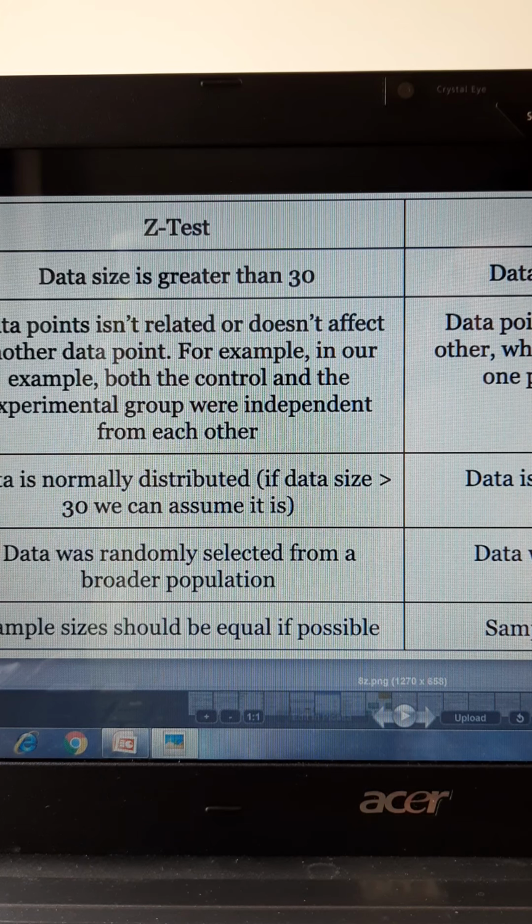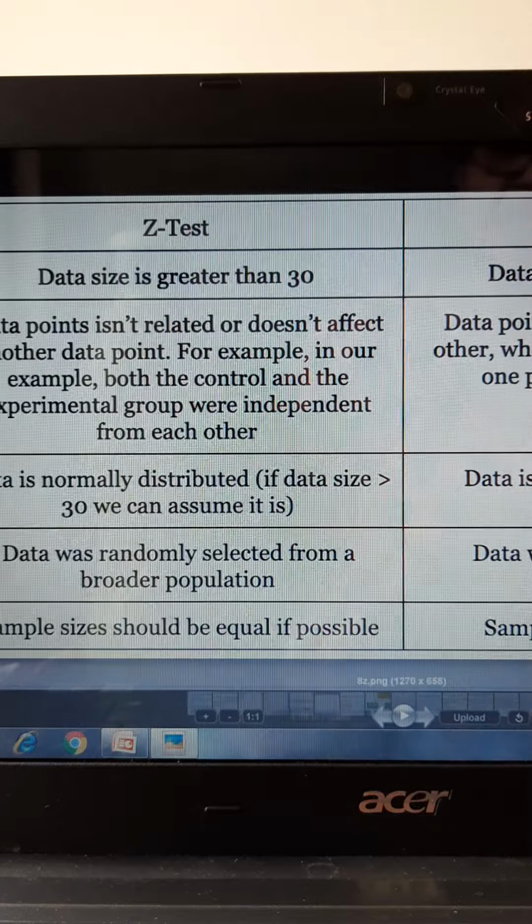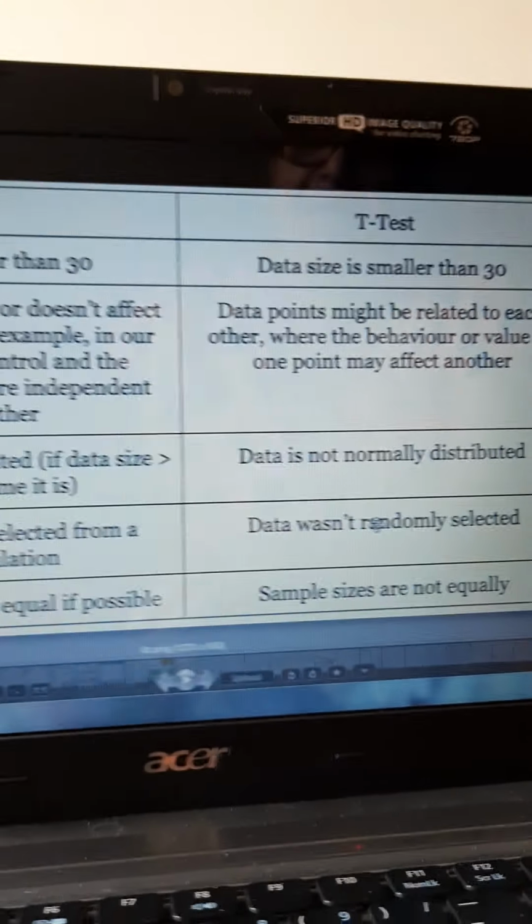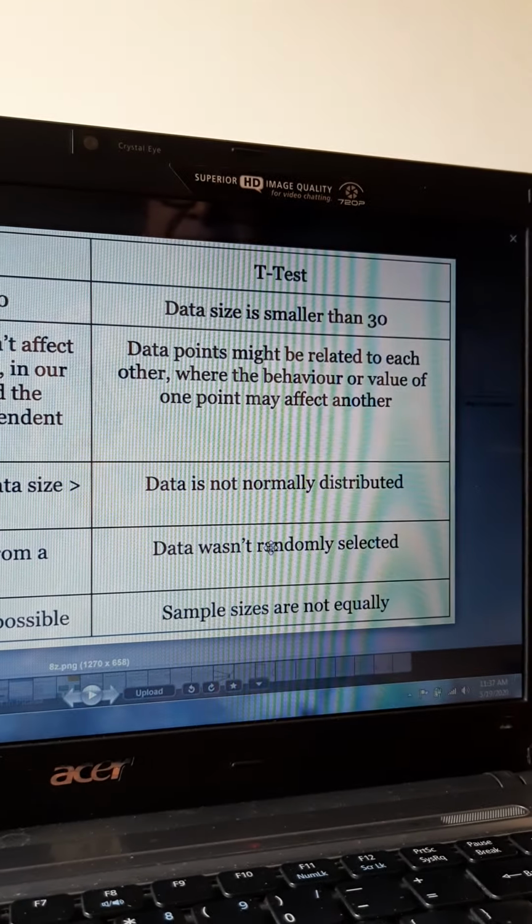The t-test is used when the sample size is small, 30 and below. Data points might be related to each other. Data is not normally distributed. Here the distribution is normal, not normal. Data wasn't randomly selected. So this is another difference between t-test and z-test.